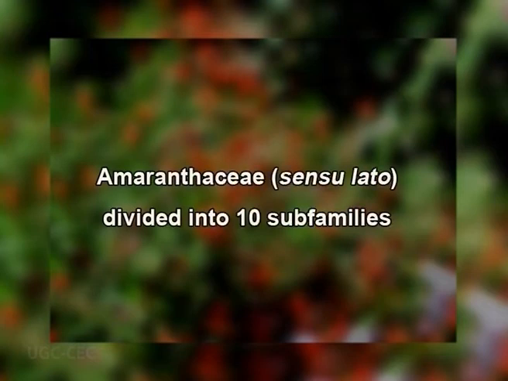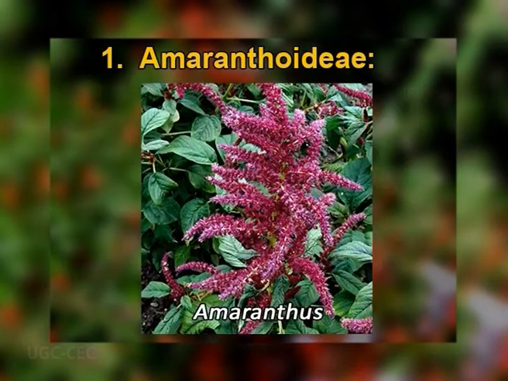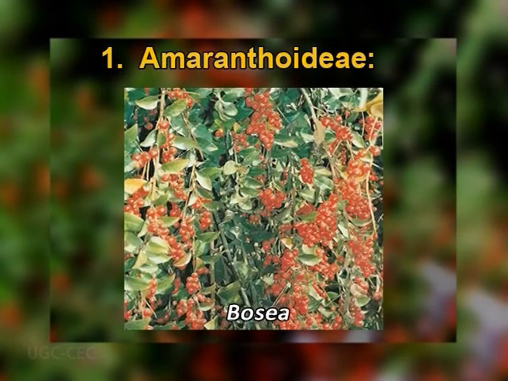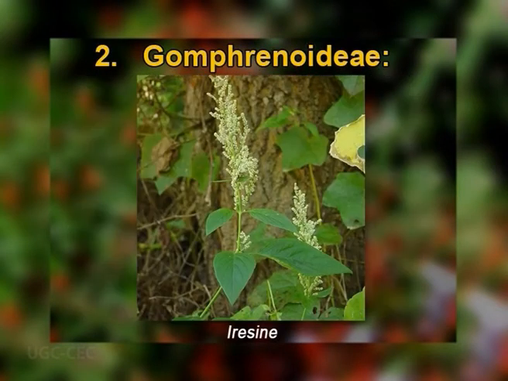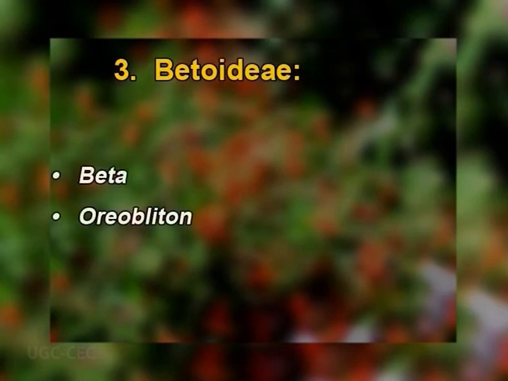At present, Amaranthaceae sensu lato is divided into 10 different subfamilies. These subfamilies include number 1, Amaranthoideae, exemplified by common genera like Achyranthes, Amaranthus, Bosea, Celosia, etc. The second subfamily is Gomphrenoideae, characteristically exemplified by genera like Alternanthera, Gomphrena and Iresine. The third subfamily is Betoideae. It is exemplified by genera like Beta and Oreobliton.